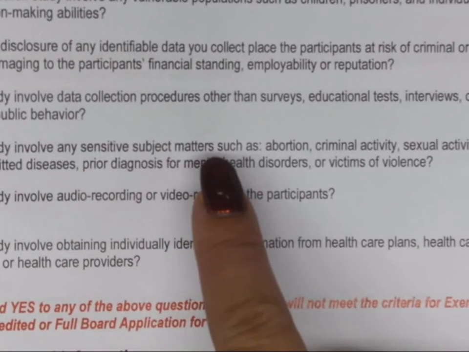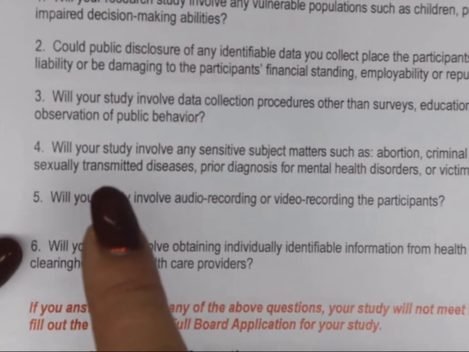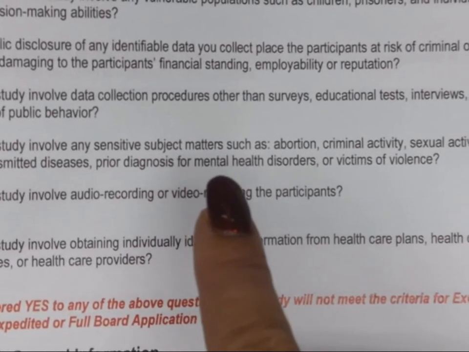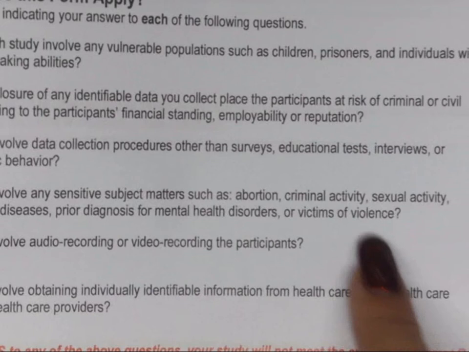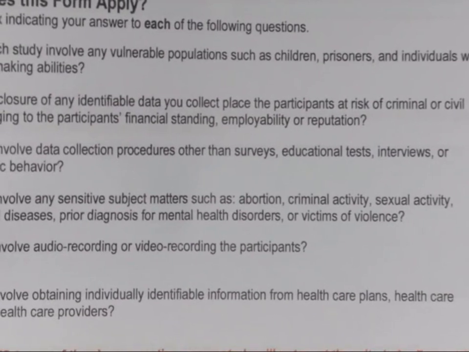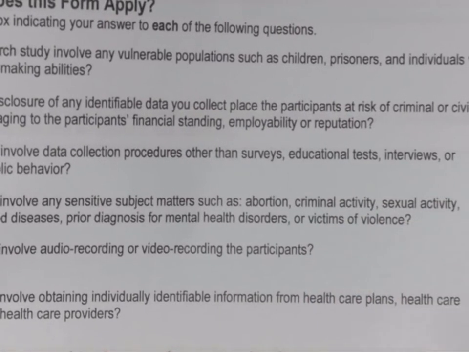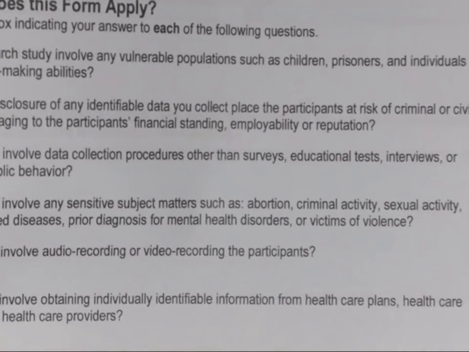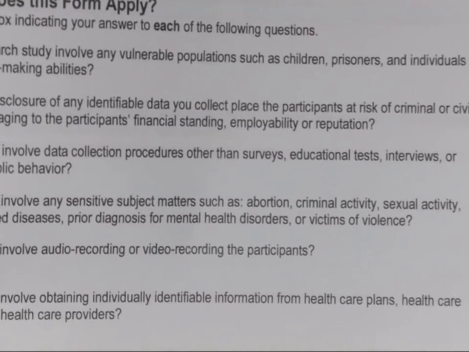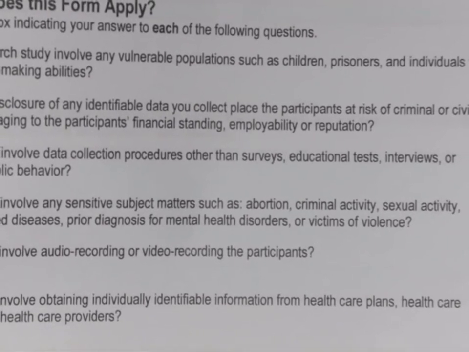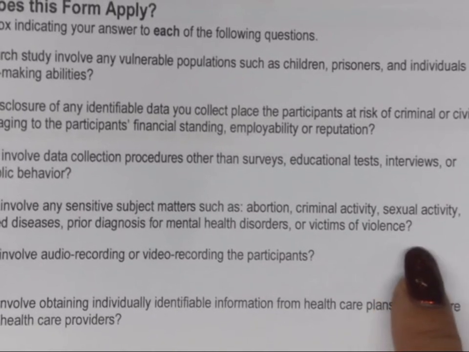Will your study involve any sensitive subject matters such as abortion, criminal activity, sexual activity, sexually transmitted diseases, any prior diagnosis of mental health disorders, or victims of violence? So this would be like my counseling department, where maybe they're doing family counseling, so they're worried about domestic violence. We might say, well, the person did that and they're willing to talk about it, so it's not much risk to them. But the idea is if that information becomes public, then it would be a risk to that person.